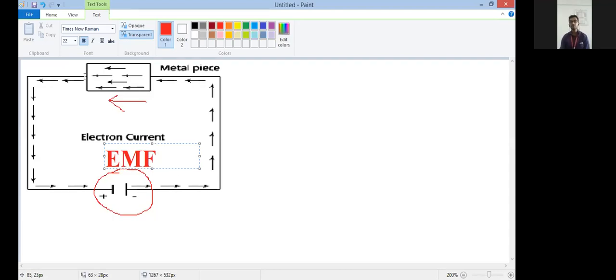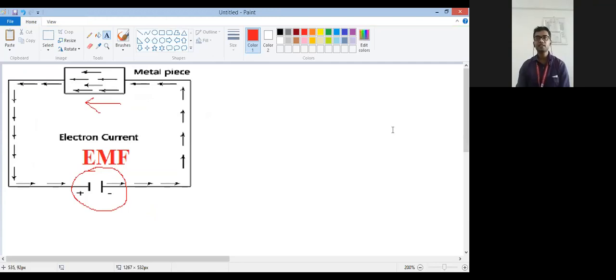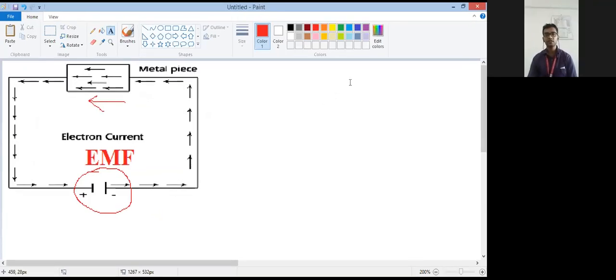But because of EMF, whatever current is flowing through the electrons, that current flow, or the direction of current, is always opposite to the flow of electrons. Means electrons are moving from negative to positive, so the current is flowing from positive to negative. So this is the case. Always keep in mind that the direction of flow of current is always opposite to the direction of flow of electrons. This is the most important thing to be remembered.